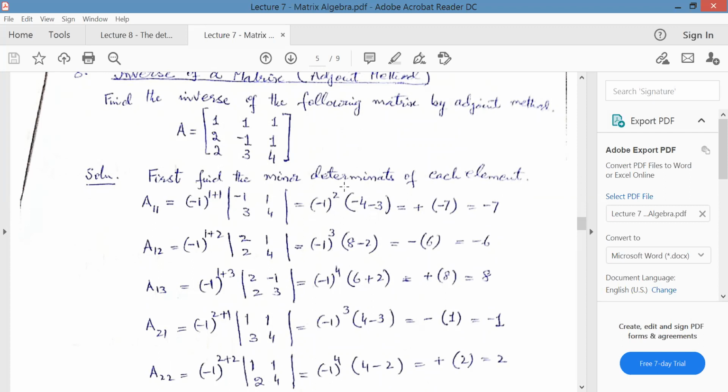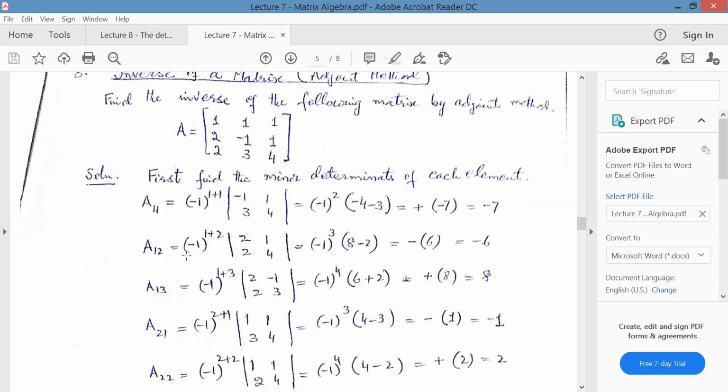The square of -1 will become plus. Addition of negative values will be -7. So the net answer आपका आ गया -7. This is the value of A11. Keep on finding all the minor determinants.